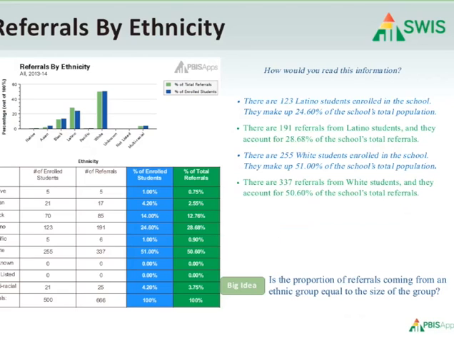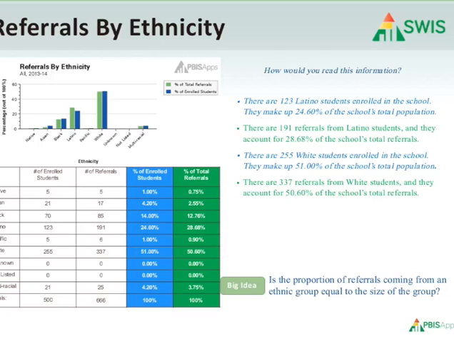And you'll be able to see on the left there's a chart with referrals, or a graph with the referrals by ethnicity, and you can tell just by looking at it that there's a bit of disproportionality when you're taking a look at the Latino on this one. And so we're going to follow that story through. There are 123 Latino students enrolled in this school, and they make up 24.6% of the school's total population.